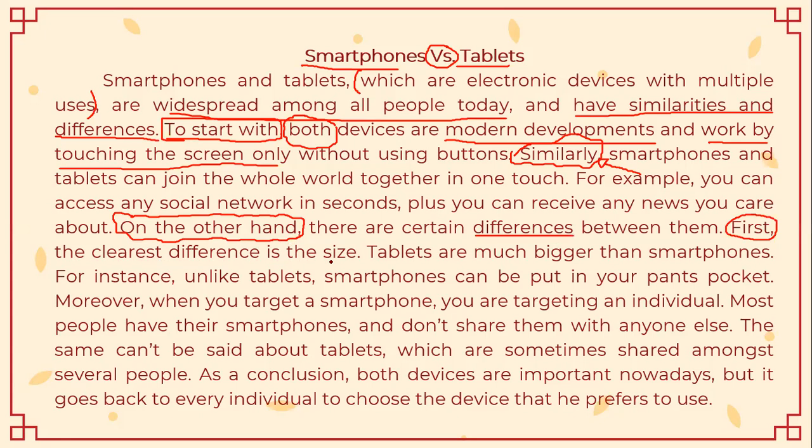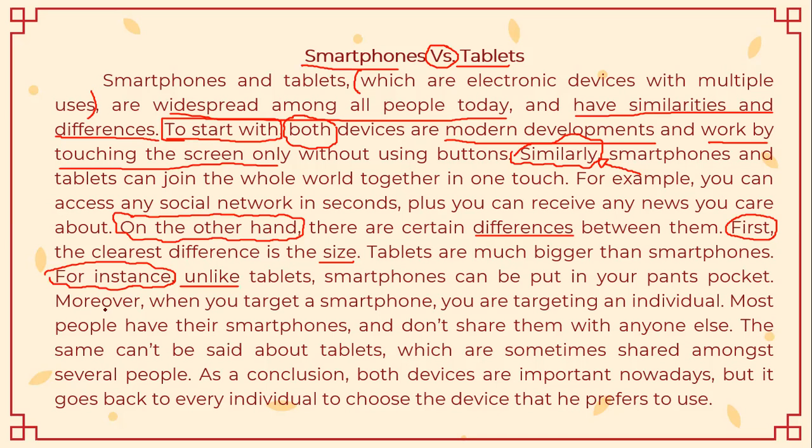You see, Karim, I'm talking about the size, but in a professional way. The clearest difference is the size. Tablets are much bigger than smartphones, or if you want, Karim, to write tablets are big while smartphones are small in size, you can also. For instance means for example, you can use for instance to show how the size is different. Unlike tablets, smartphones can be put in your pants pocket. Unlike shows a difference. So this is how the size is different.